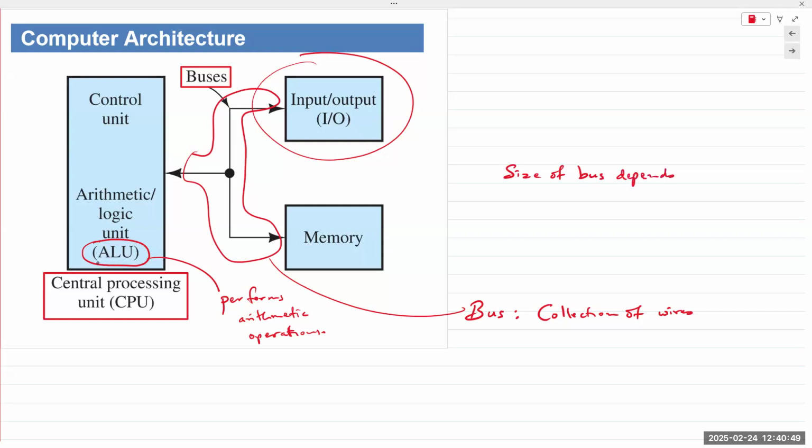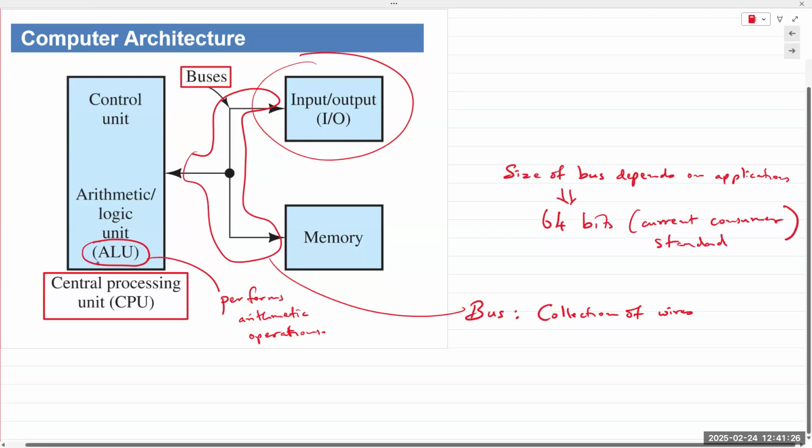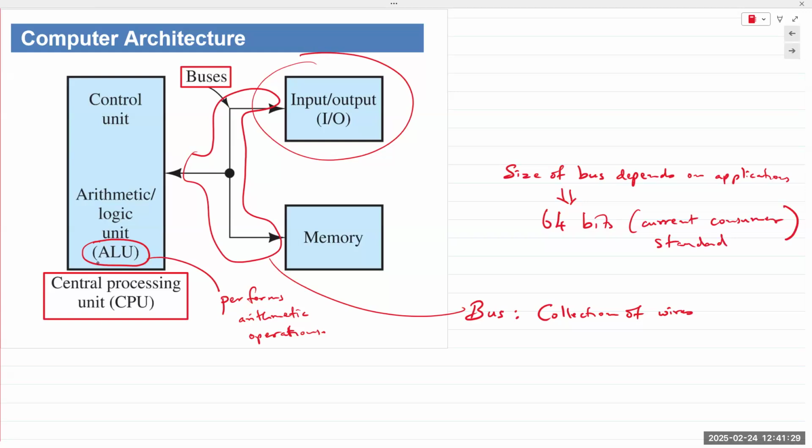The size of the bus or the number of wires depends on the application, obviously. So the earliest processors were 4-bit processors. So it was a 4-bit bus. Then we have 8 bits, 16 bits, and modern electronic devices are now 64 bits. That's the current consumer standard. The 64 bits of information going all at once.